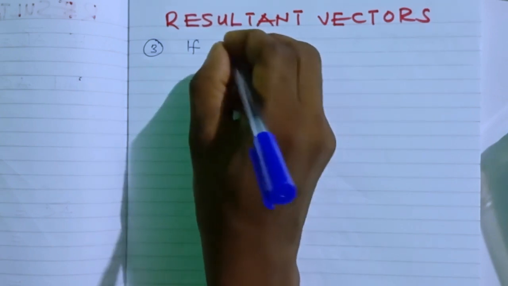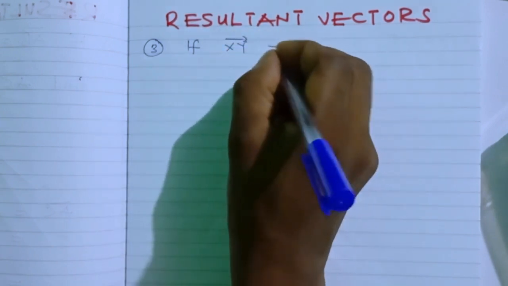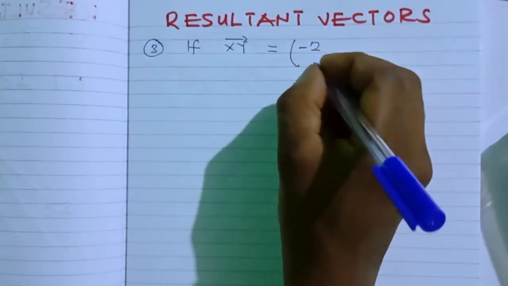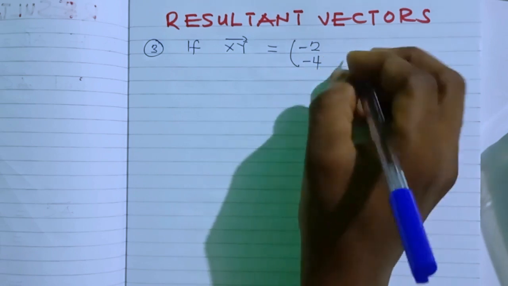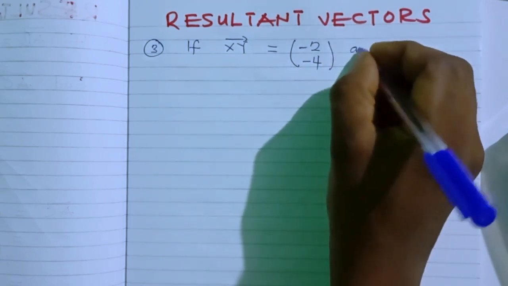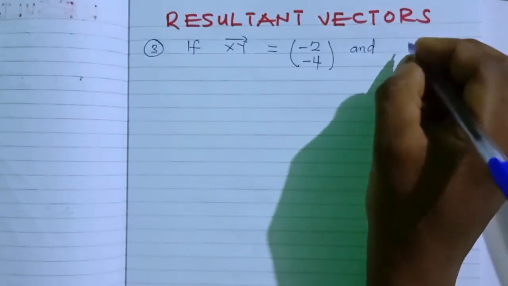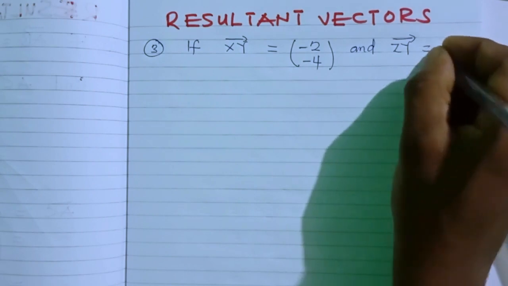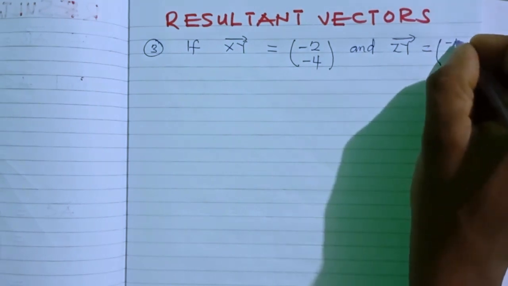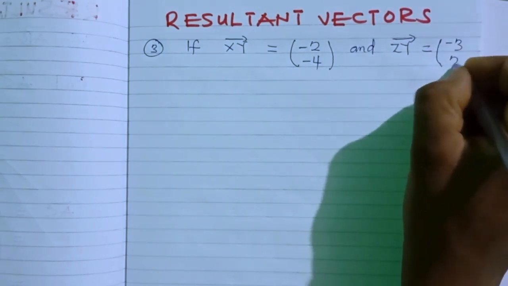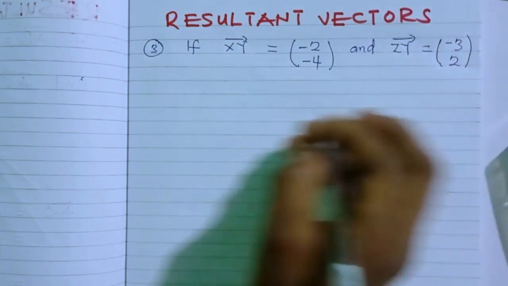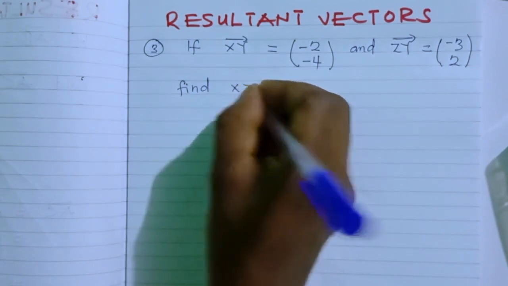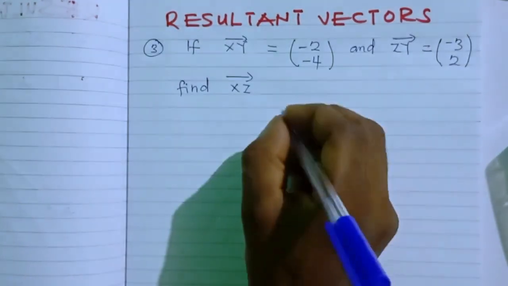Vector xy is equal to -2, -4, and vector zy is equal to -3, 2. Find vector xz. Solution.